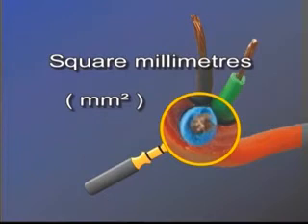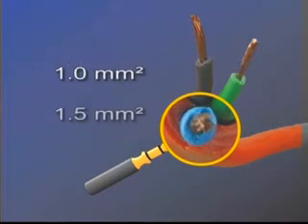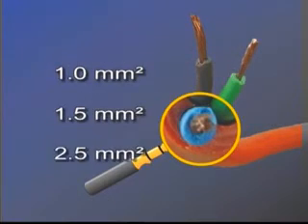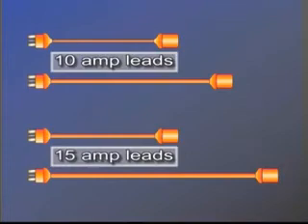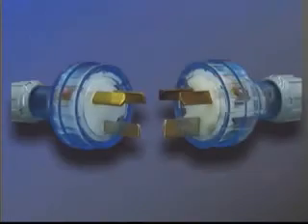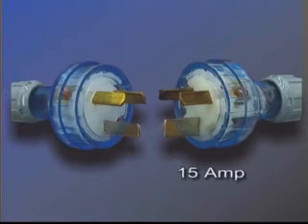Extension leads are usually 10 amps or 15 amps. On a 15 amp lead, the earth pin is larger than the pin on the more common 10 amp lead. A 15 amp plug will not fit into a 10 amp power point.